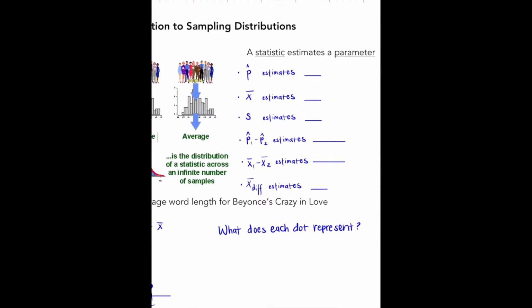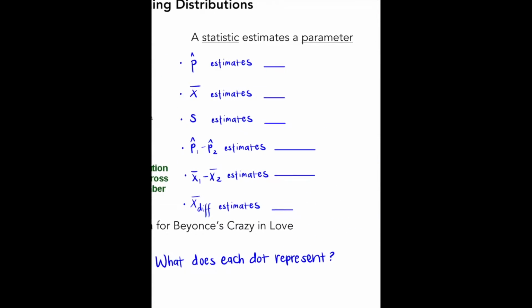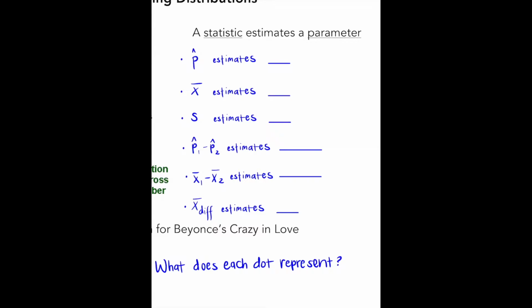So we do all this, like I said, to make sure that we have an idea of what our population looks like. And it's the most effective and efficient way to estimate what our true population is, whether it's the proportion or the mean. So first off, we have p hat, which will estimate our proportion, x bar will estimate our mean, s will estimate our population standard deviation, and then we have the difference between proportions, difference between means, and then the mean difference.